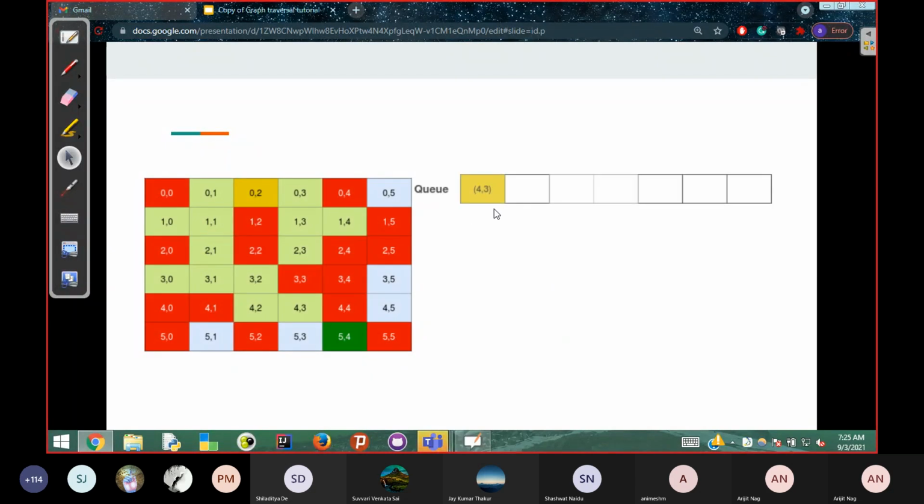Okay. So from 4-3 there is only one option left, that is 5-3, because all other options are already visited or are unstable.